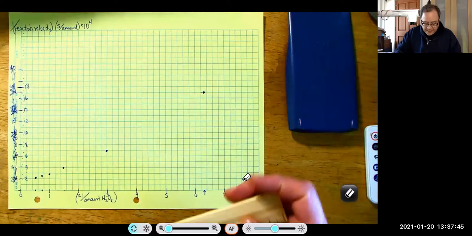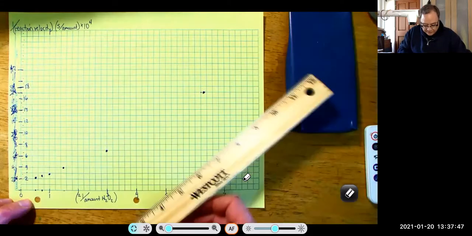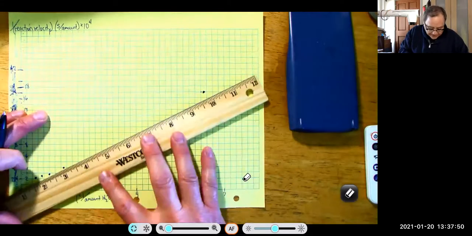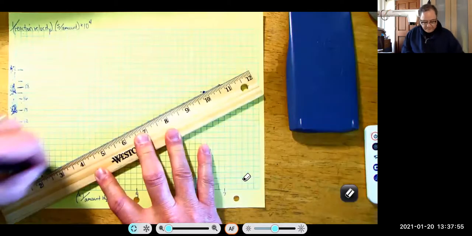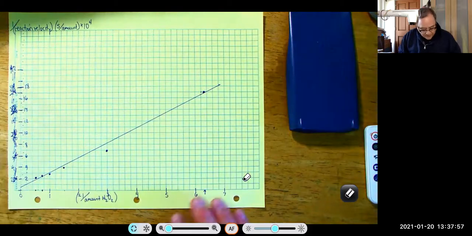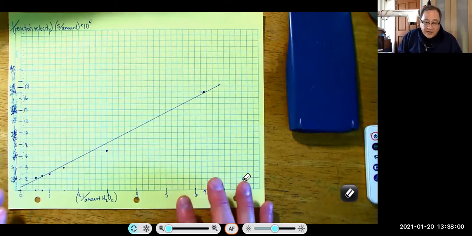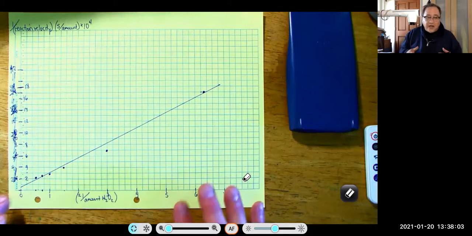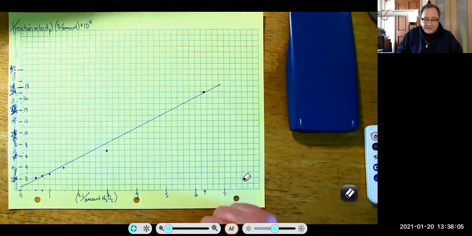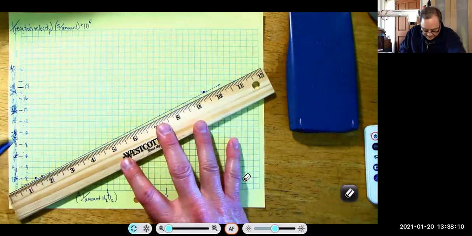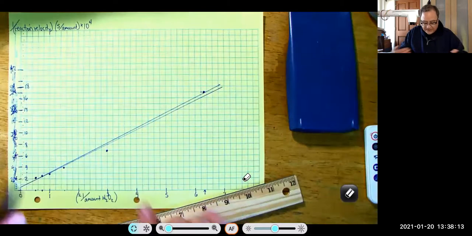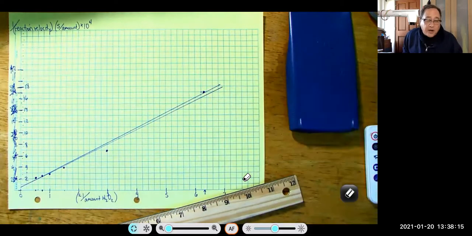Okay, so we have all the points plotted. And now what we want to do is we want to draw a line for these points. And what you tend to do is something like this. Do you see how essentially none of the points are on the line? But I'm trying to draw the line as close to the points as I can. And you know, you might have done something like this instead. It really doesn't matter as long as you try and get the line close to the points.